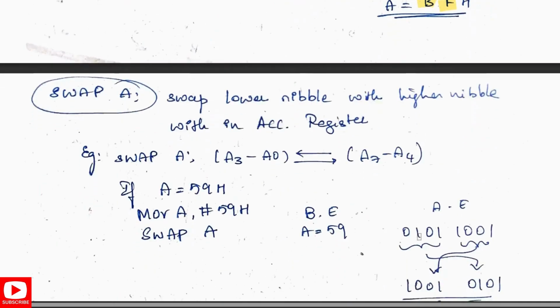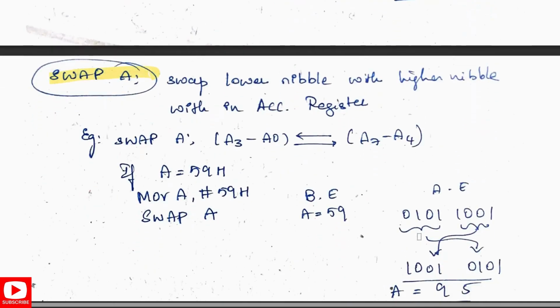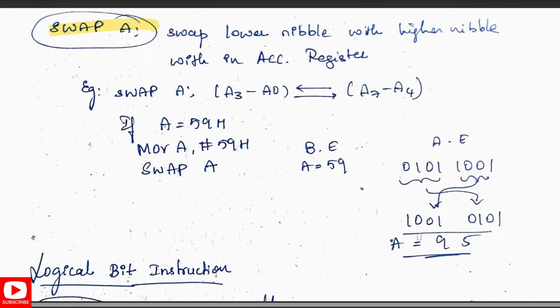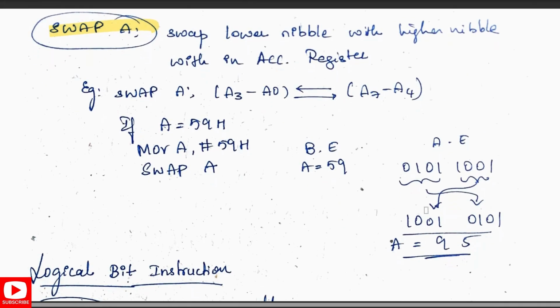Next, SWAP A. SWAP A swaps the lower nibble with the higher nibble in the accumulator. Here you can observe 59 is there. Basically, it has to make 95. So before execution it is 59. After execution, write it as 5 and 9; this comes here and this goes here, and it becomes 95.